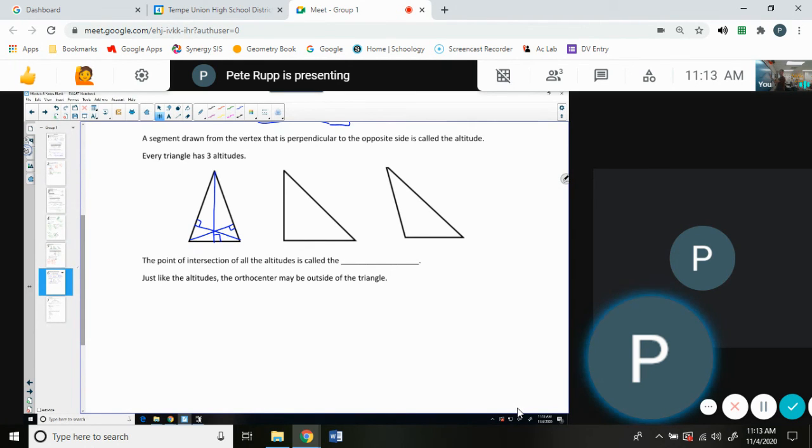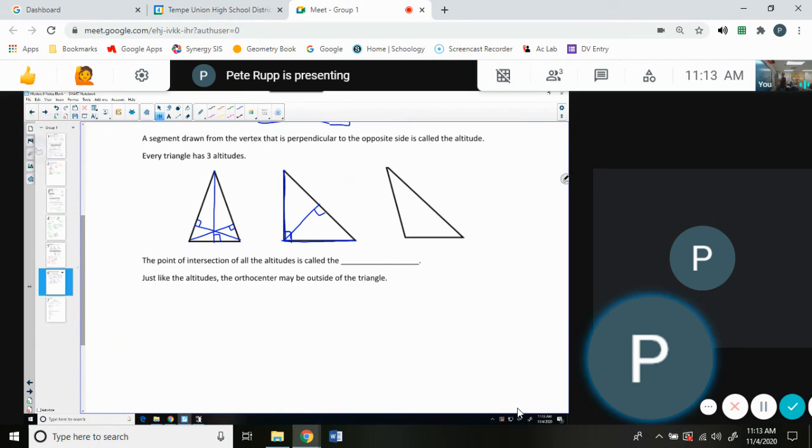This one's a little bit easier to draw, actually. I'm going to connect this one to the opposite side perpendicular. If it's a right triangle, that is your altitude. So the side of the triangle is your altitude. Same thing here, that side is the altitude. And then this one goes right down the middle, perpendicular. So the big thing is you're looking for the perpendicular part.